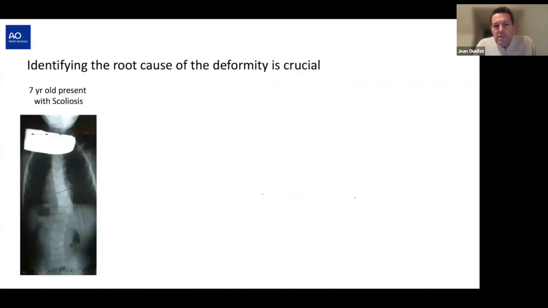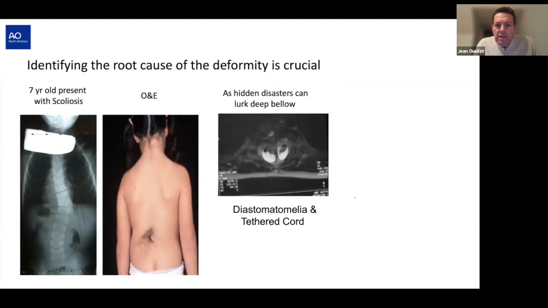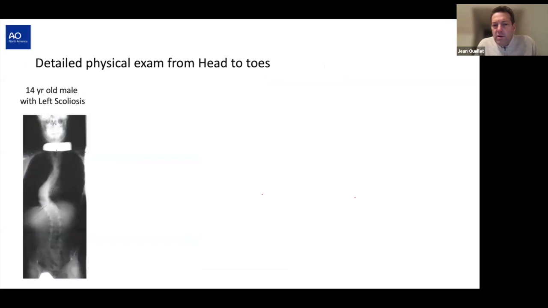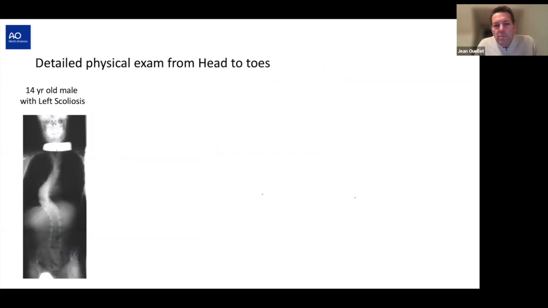How do you do that? It's really doing a thorough history and physical. Being able to identify the root cause of deformity is crucial, because sometimes there are hidden disasters. So this young girl that seems to have a fairly benign right-sided curve, as you examine her, she has a neurocutaneous lesion that illustrates there's a hidden disaster underneath. She actually has diastematomyelia, which is a tethered cord, and if you hadn't picked that up and had embarked on surgery without looking at it, you could have gotten into trouble.